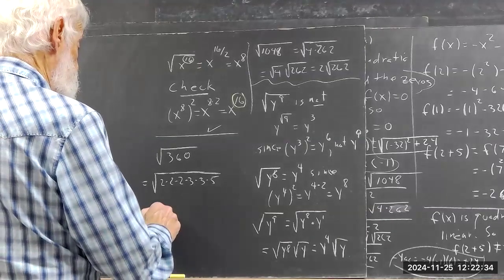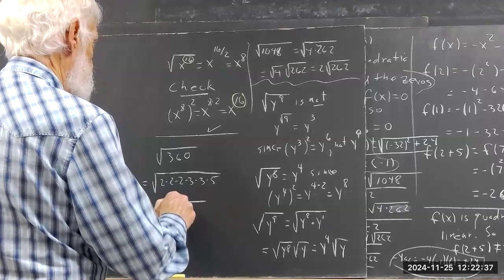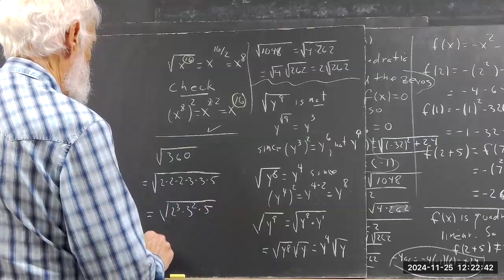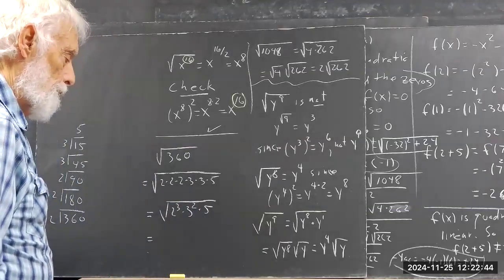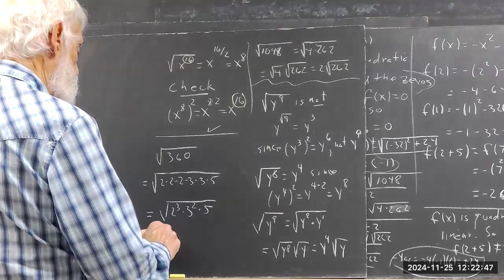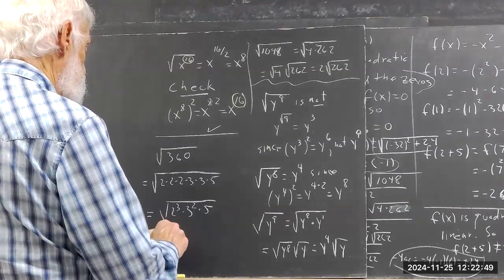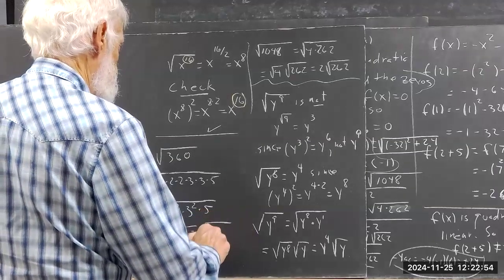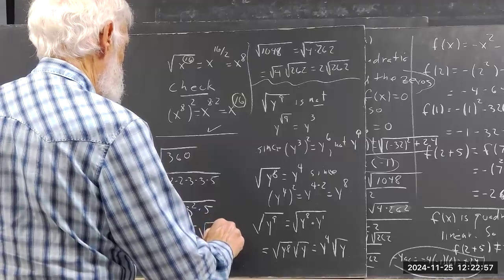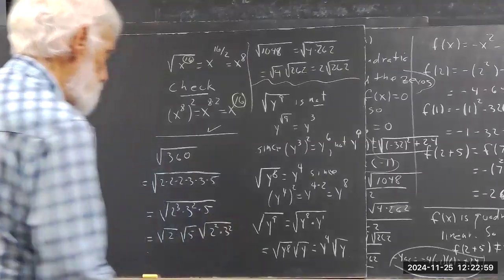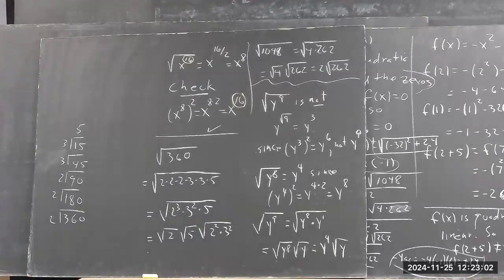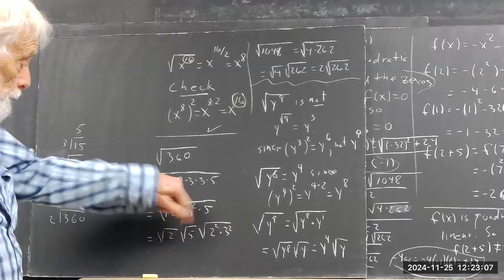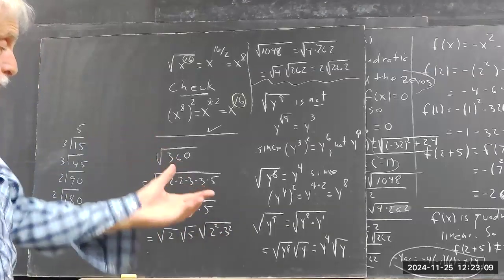And think about that. Well, that's the square root of 2 cubed times 3 squared times 5, which is the square root of 2 times the square root of 5 times the square root of 2 squared times 3 squared. Okay. Why do I do that? Because I get even powers on 2 and 3, but I've still got the 2 left over and the 5 left over that have odd powers.